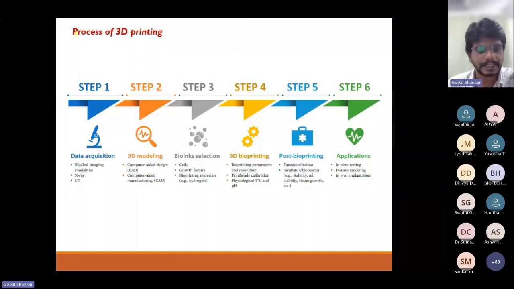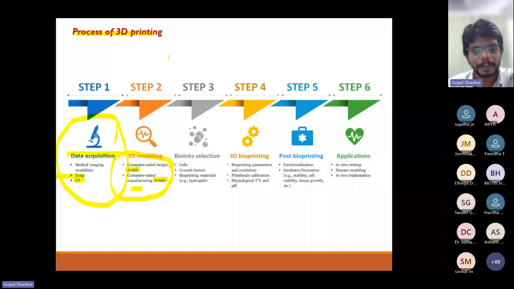So the process of 3D printing is that first, you have to go for data acquisition, which means that by means of some kind of imaging technology, either X-ray or CT, you take the blueprint of that particular organ. Then by means of modeling, SolidWorks, either by CAD or CAM, that is computer-aided design or computer-aided manufacturing, you make a blueprint. Okay, and this blueprint will be fed into your 3D printer, and using this blueprint, your 3D printer will print this particular structure. So for printing, you need bio ink.